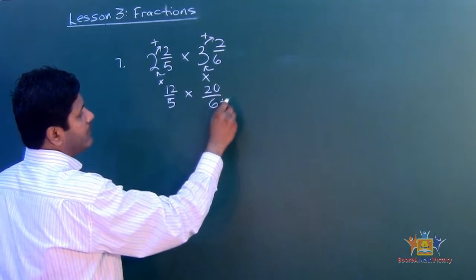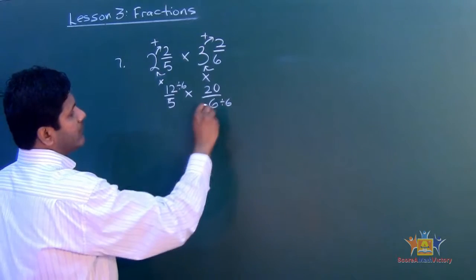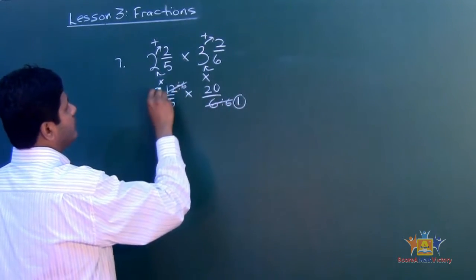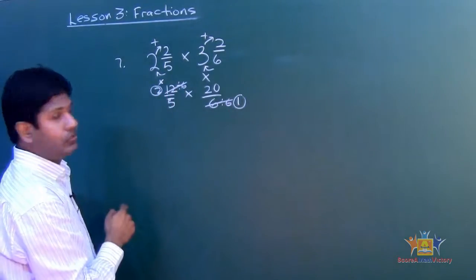Okay, I can divide this by 6. I can divide this by 6. Gives me this one 1. Gives me this one 2. 12 divided by 6 is 2.